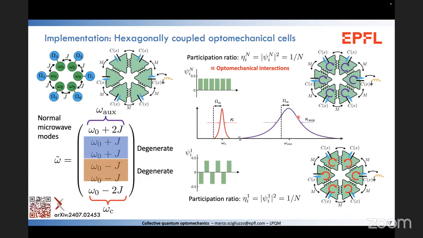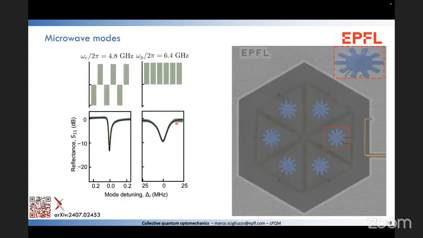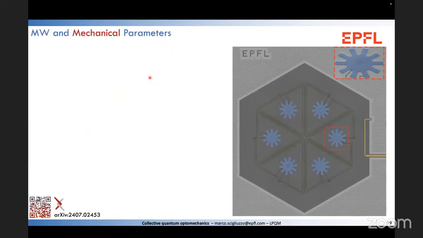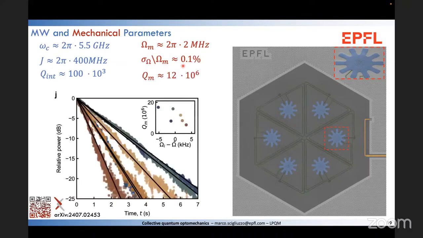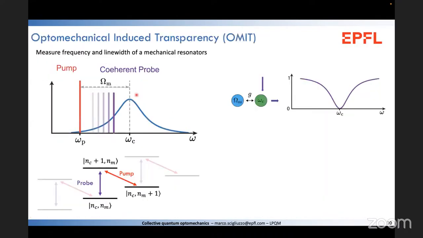So this is the system, and here I just show the microwave mode, and because of small frequency disorder in the fabrication, we can actually reconstruct exactly the mode shape. And the parameters are again extremely well controlled. As you can see, the mechanical frequency disorder is below 0.1%. And the quality factor of this system is on average above 12 million. That means they live longer than a second time scale. The optomechanical coupling rate is just 10 Hz in this system, so we need to pump a lot.